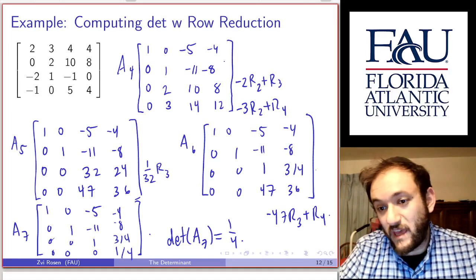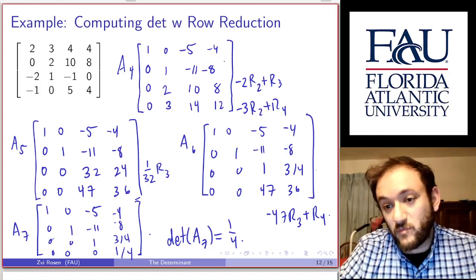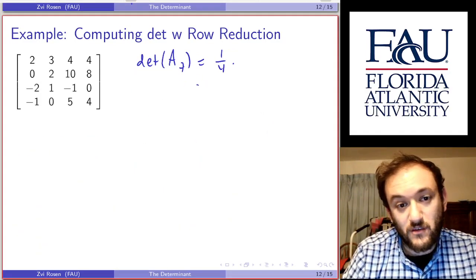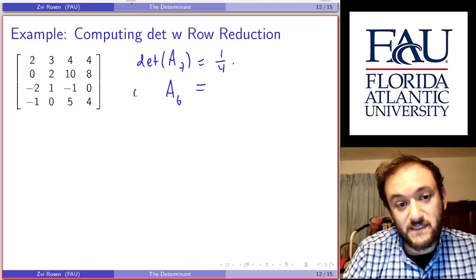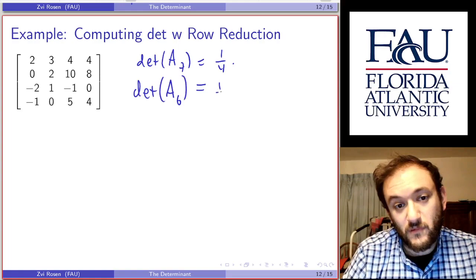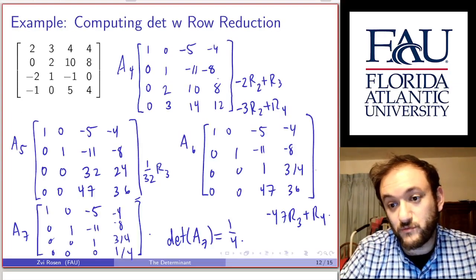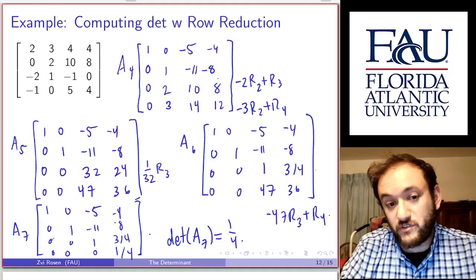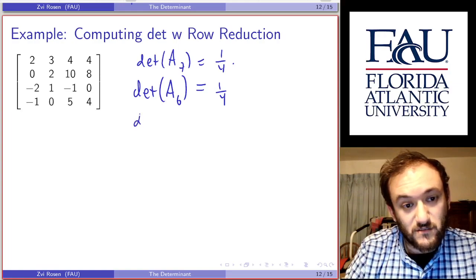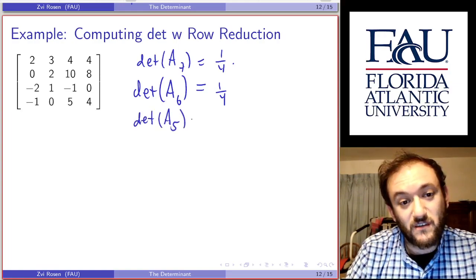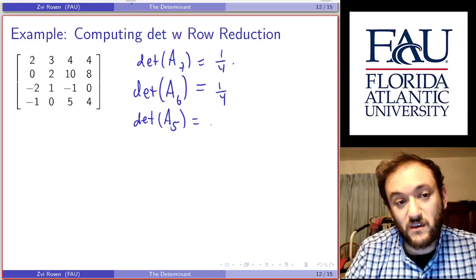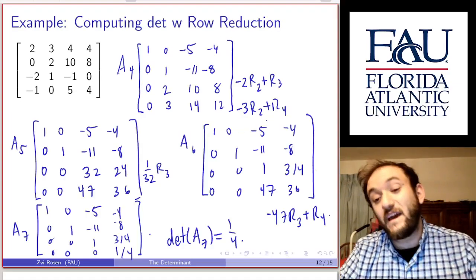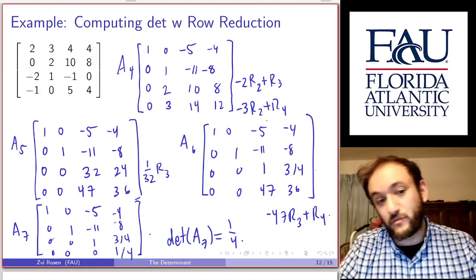Then how do we get from A6 to A7? We added a multiple of a row, so that's the same. So the determinant of A6 is the same, because adding a multiple of a row does not change the determinant. We scaled A5 by 1 over 32 to get A6. So determinant of A5 is going to be 32 times 1/4, which is 8, right? Because to get 1/4, we had to multiply by 1 over 32.